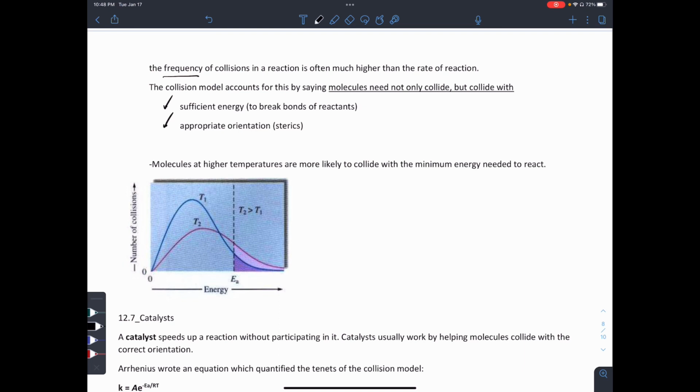Well, here we have a diagram showing us how molecules at higher temperatures are more likely to collide with the minimum energy, sufficient energy needed to break those bonds and react. So hopefully from that POGIL, we could see that A, temperature is average kinetic energy, and B, when we increase the temperature on a reaction, we increase the average kinetic energy. Kinetic energy is 1/2 m times v squared, mass times velocity squared.